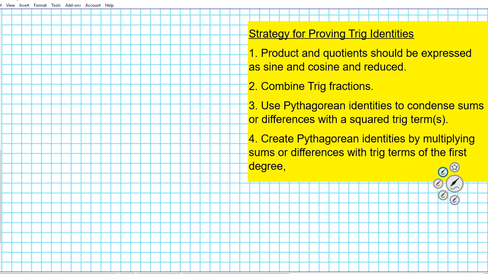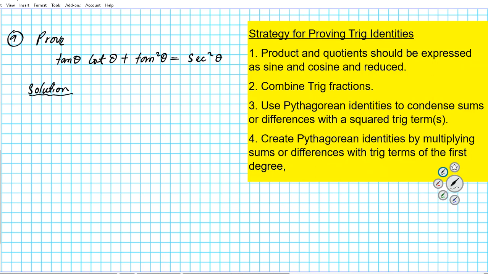Alright, so for question number 9, the task is to prove that the given identity is true. We have to prove that tan theta cotangent theta plus tan square theta is equal to secant square theta. Okay, all right, let's go ahead and do it.